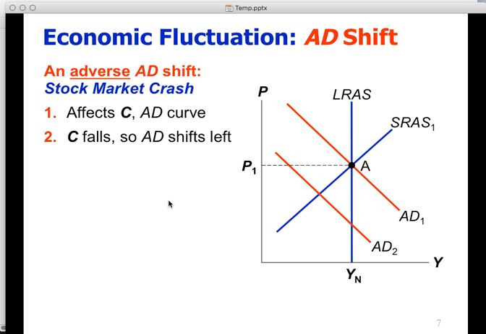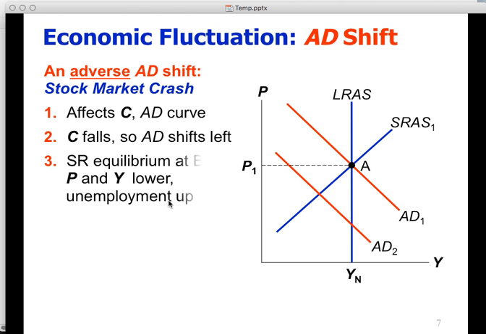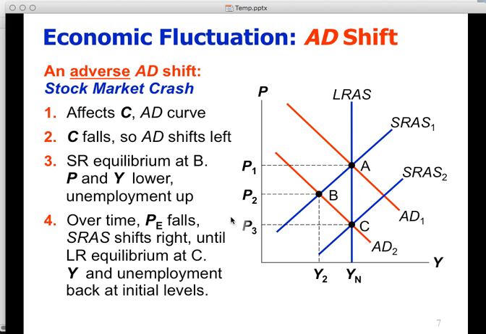Now in our problem, of course, it's investment that falls. Aggregate demand is still shifting to the left, but investment has fallen. Either way, it's the same as the example I gave in class, which is that the aggregate demand curve shifts to the left. So the short-run equilibrium is going to be at point B, with prices and output lower, unemployment up. This is exactly the question we've done so far. Now the question is what happens in the long run. And so we said that over time, the expected prices fall.